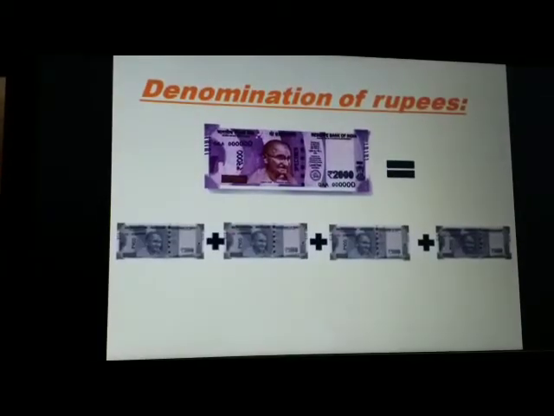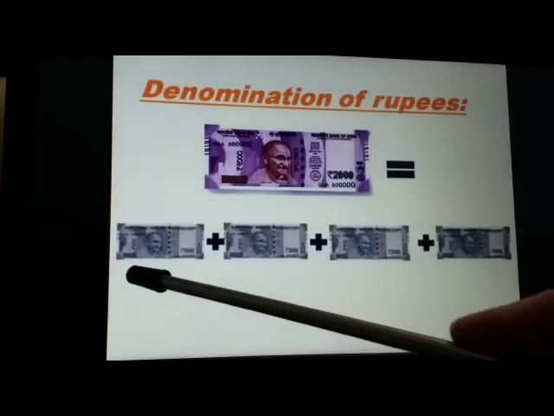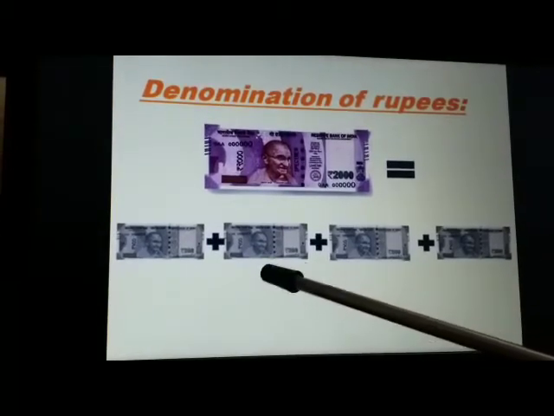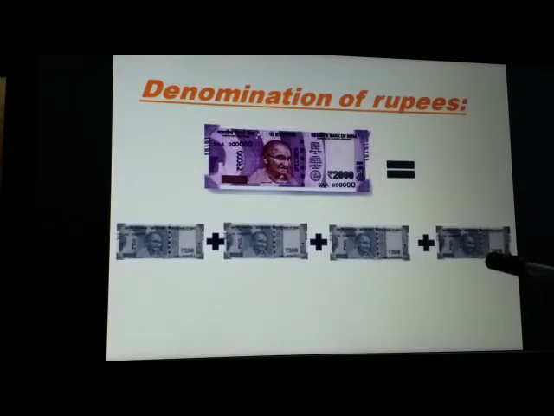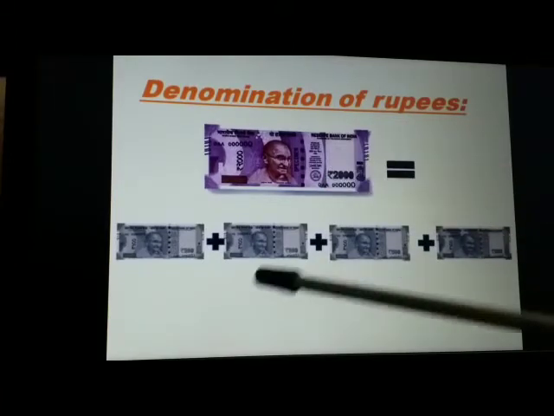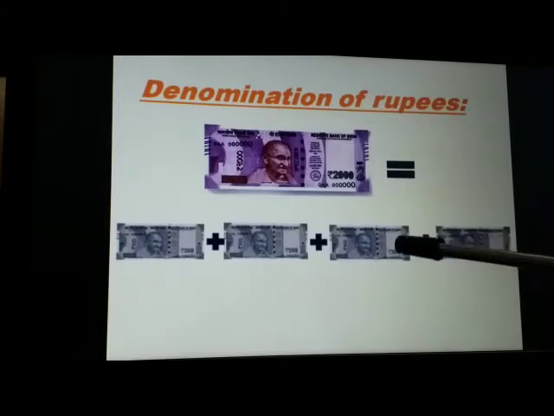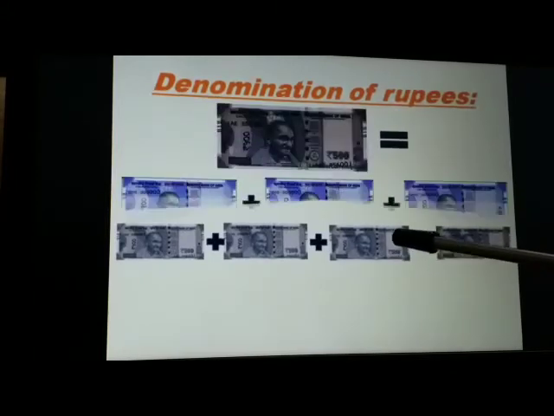Now, denominations of rupees. 1 2000 rupees note is equal to 4 500 rupees note. 500 plus 500, 1000, 1000 plus 500, 1500, and 1500 plus 500 is equal to 2000. So, 1 2000 rupees note is equal to 4 500 rupees note.